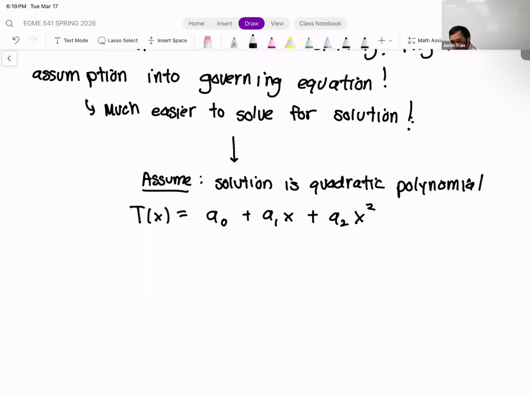So our goal is essentially to take this form, plug it into our weak form, and then solve for the values of a0, a1, a2 in order to get the best possible quadratic polynomial for our solution.